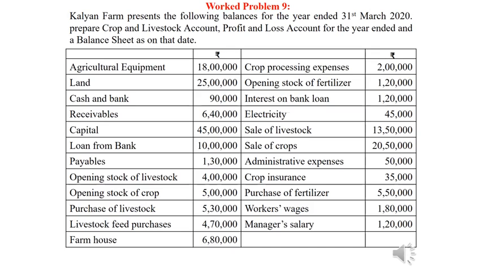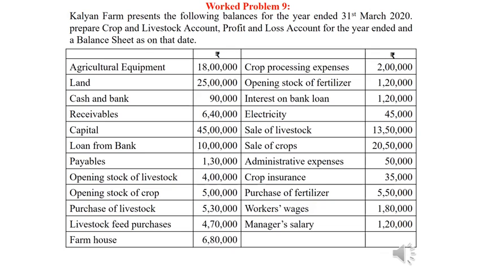Crop processing expenses. This is related to crop account. So it will find place on crop account only, not on livestock account. Opening stock of fertilizer. Fertilizers will be used for crop growing. Therefore, this item will find place under crop account, not on livestock account. So that much bifurcation you have to make and decide where these items will be recorded.